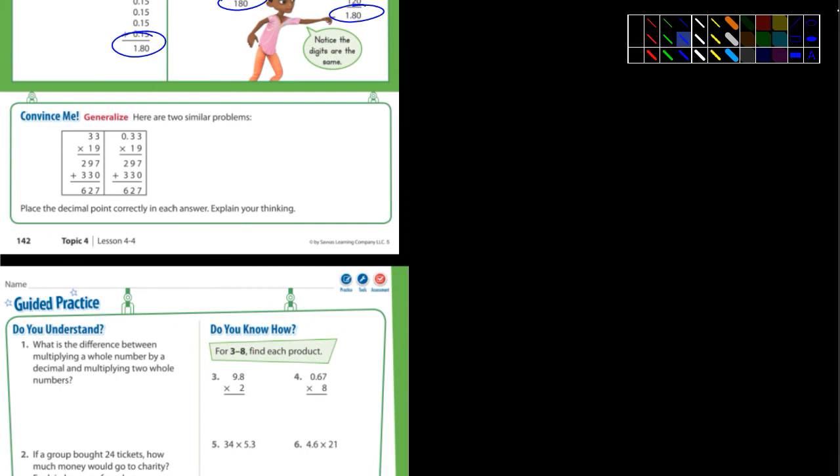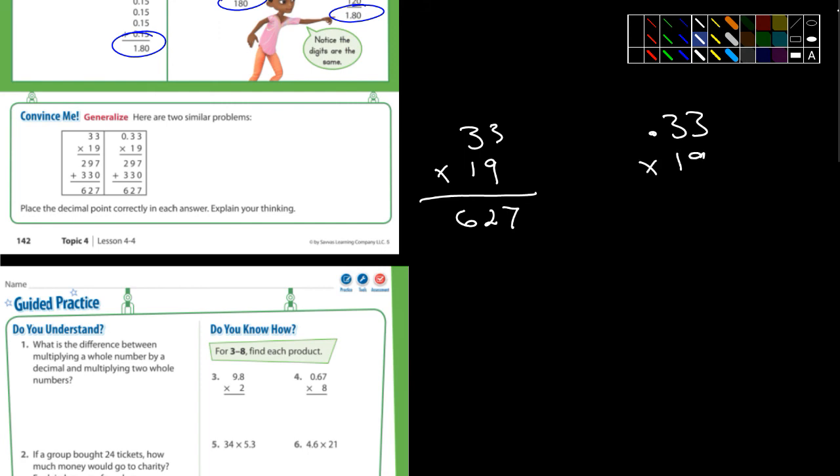To convince me, it says here are 2 similar problems. Okay, so they got 33 times 19, and then they have a 0.33 times 19. I'm going to write this down here so everybody can see it. Here's 33 times 19, and the answer is 627. Then they have a 0.33 times 19. The answer is 627.